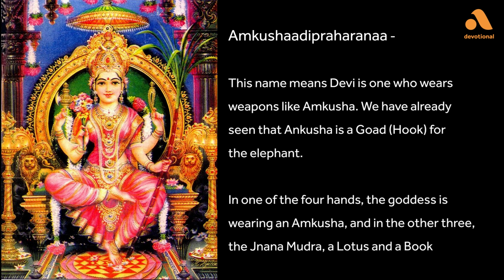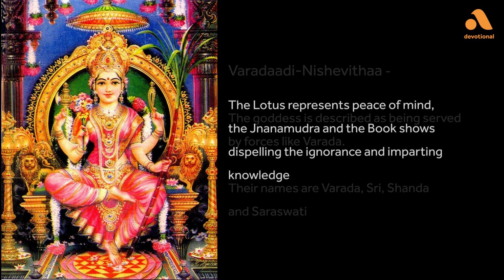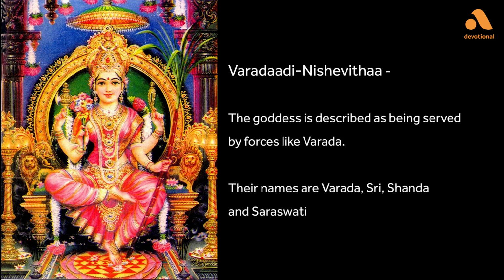Ankushadi Praharana. This name means Devi is one who wears weapons like Ankusha. We have already seen that Ankusha is a hook for the elephant. In one of the four hands, the goddess is wearing an Ankusha, and in the other three, the Jnanamudra, a lotus, and a book. The lotus represents peace of mind. The Jnanamudra and the book show dispelling ignorance and imparting knowledge. Varada Adi Nishevida. The goddess is described as being served by forces like Varada. Their names are Varada, Sree, Shanda, and Saraswati.